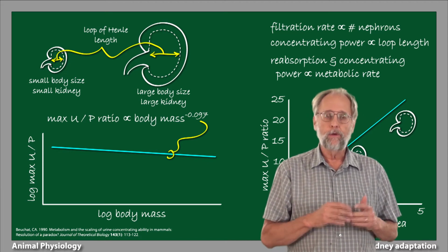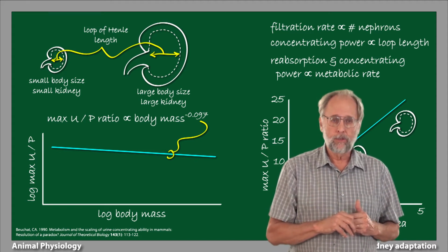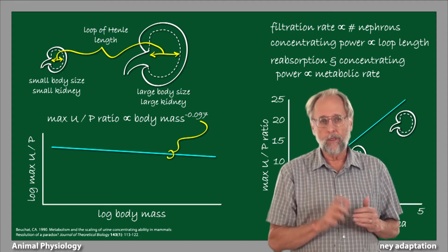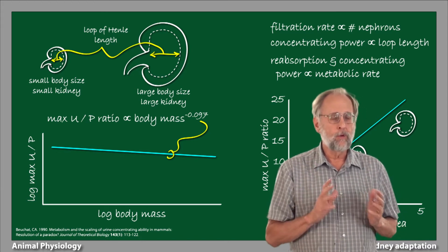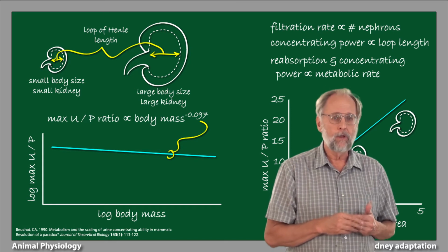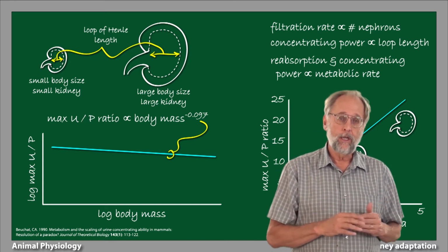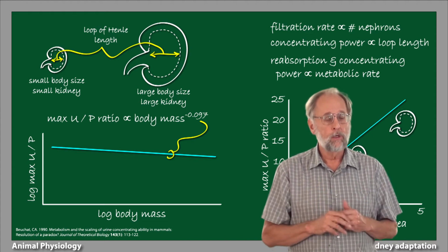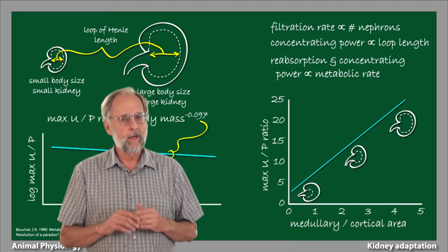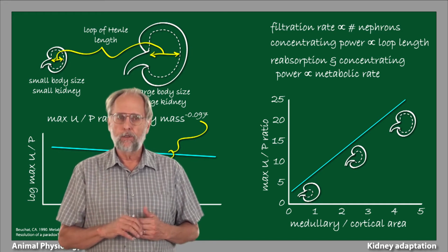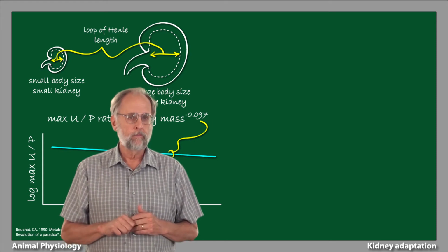Large mammals, with their nominally long loops of Henle, cannot make more concentrated urine than small mammals, with their nominally short loops of Henle. This is just the opposite of what we expect from the simple model we outlined earlier, which predicts that long loops of Henle should enable the kidney to produce more concentrated urine. So, how do we resolve this paradox? To see the resolution, we have to be a bit more attentive to the physics of the problem.